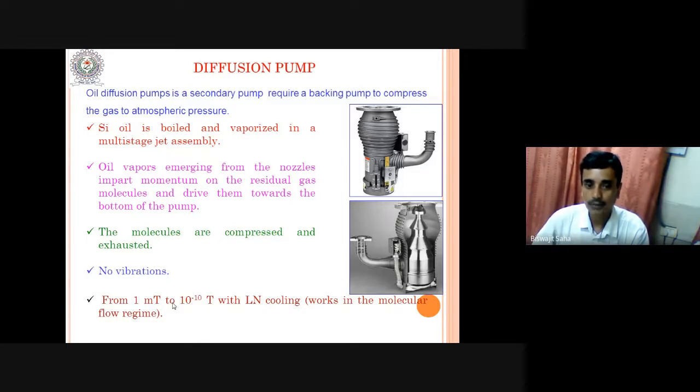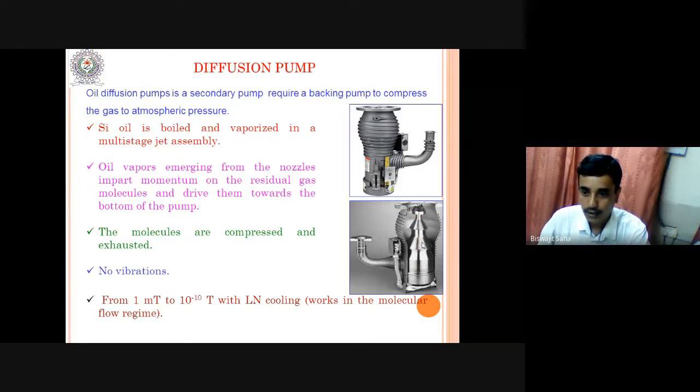Inside a diffusion pump, silicone oil is boiled and vaporized in a multi-stage jet assembly. The multi-stage jet assembly you can see in the second figure, because the first figure actually shows the outside view of the diffusion pump. The inner view you can see in the second figure. This is one stage of jet, and this is another jet stage, and this is another jet stage. So a multi jet stage assembly is constructed inside, and there is a heater inside. This one is the heater, and this is a chamber where silicone oil is kept.